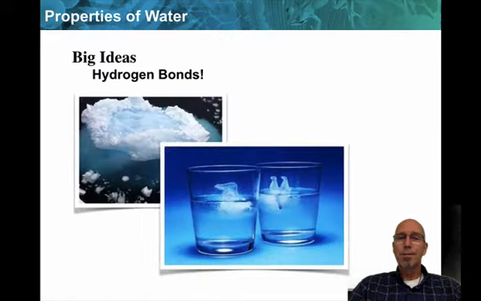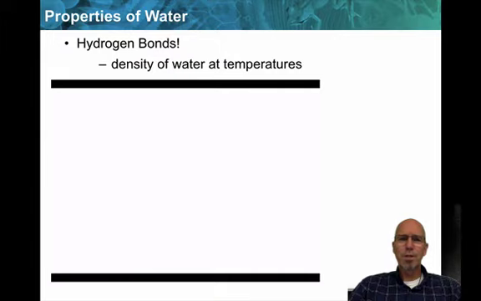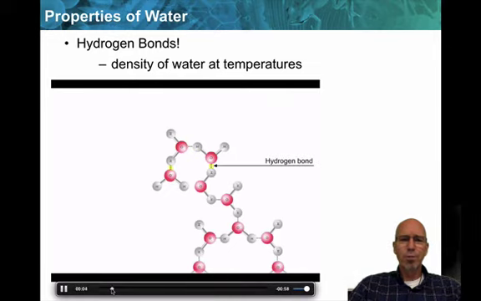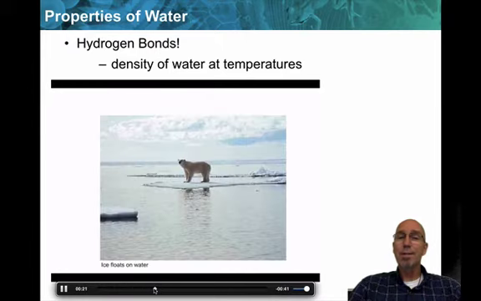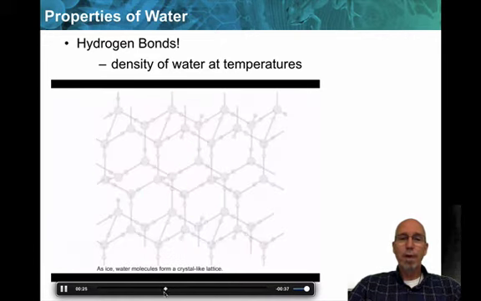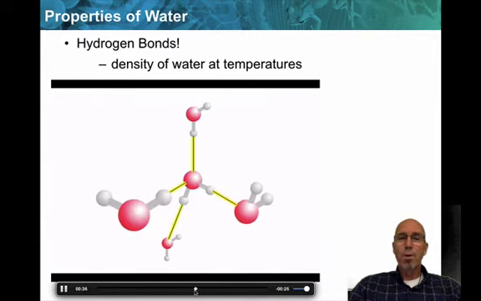So what about ice? Why does ice float? How does that work? So it has to do with hydrogen bonds. So if we take a look at the density of water at different temperatures, as water is just in solution, just by itself, as it's liquid, it forms hydrogen bonds. But eventually it'll form a lattice that is less dense than the liquid water.